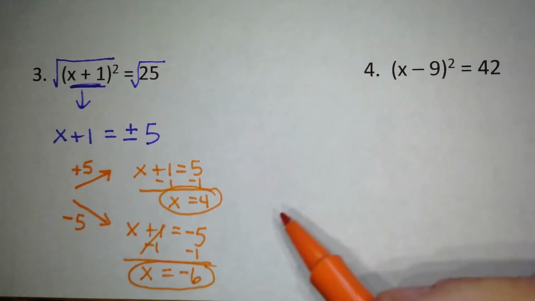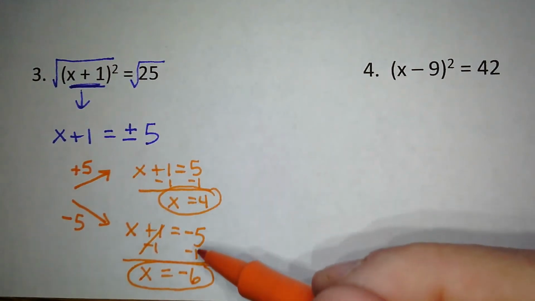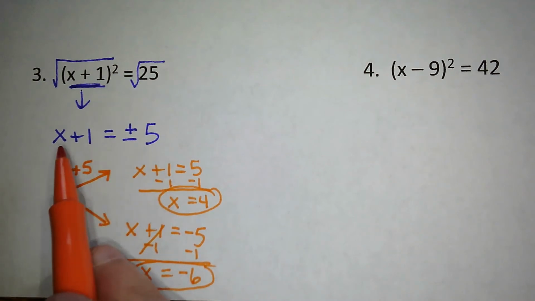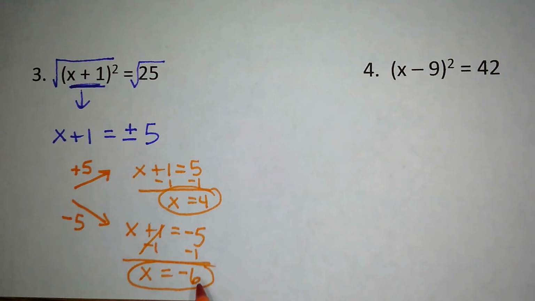So one of the things that people always think is that when you have a plus or minus, then that's just going to make these answers opposite, but that's not true. You have to make sure that you're setting your equation equal to each of these answers so that you can solve correctly. Let's take a look at number 4.